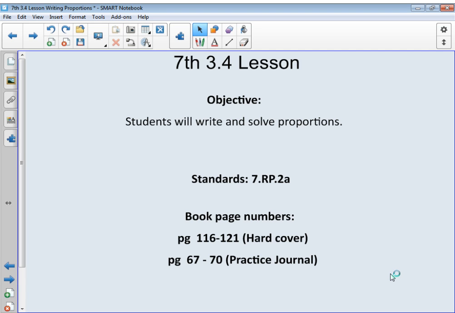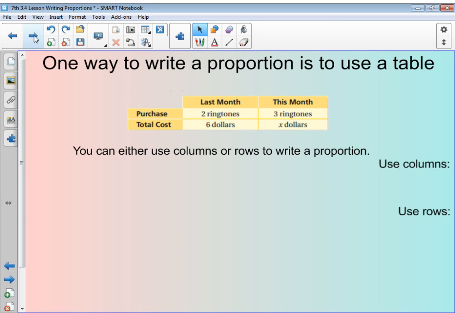This is 7th grade lesson 3.4. Our objective today is students will write and solve proportions. The standard covered in this lesson is 7RP2A. The page numbers out of the hardcover book are 116 through 121, and out of the practice journal, pages 67 through 70. Today we're going to be working with writing proportions.